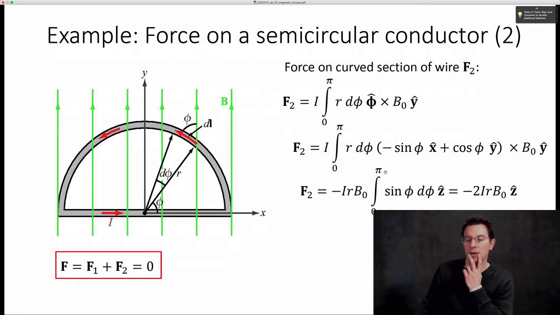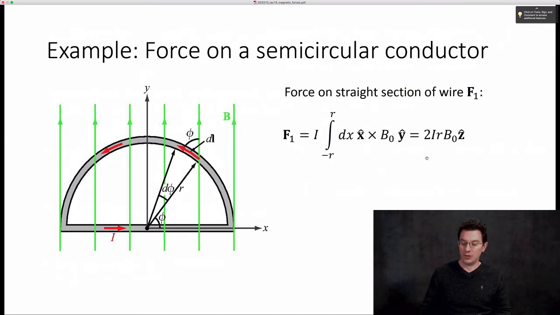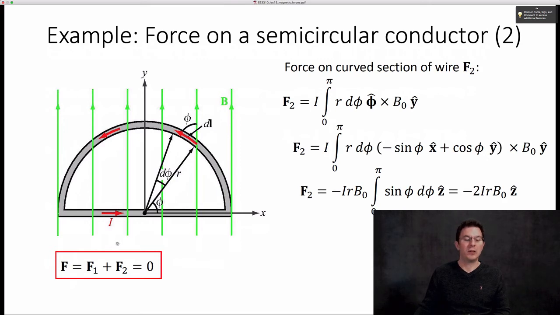That's going to get us a factor of negative one times negative one, that's positive one. But then when you evaluate this, cosine of pi is negative one, so you're going to get a factor of minus two that pops out front. And the force on the curved section here is equal to minus 2IRB-naught z-hat. So what's the total force on the semicircular conductor? Well, it's F1 plus F2, but F1 is just equal to the negative of F2. So the total force on the semicircular conductor is equal to zero in this case.